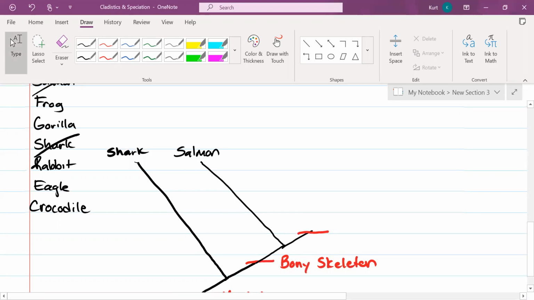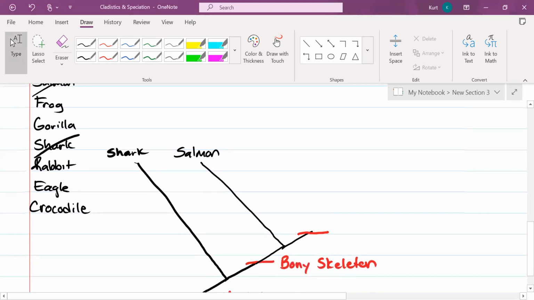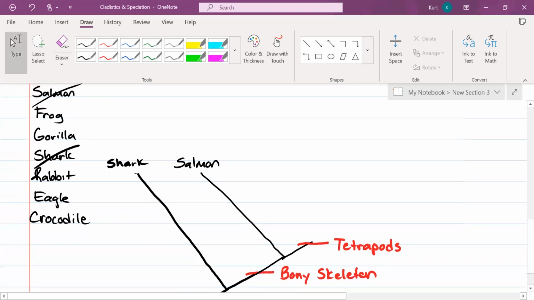All right, so the next one. What do the remaining 5 have that the salmon doesn't? Give me a second. The remaining 5 are tetrapods. This means they have 4 legs. Like a tripod has 3 legs, a tetrapod has 4. Okay. Next, we're going to have the frog be the outgroup. So what does a gorilla, rabbit, eagle, crocodile have that a frog doesn't?